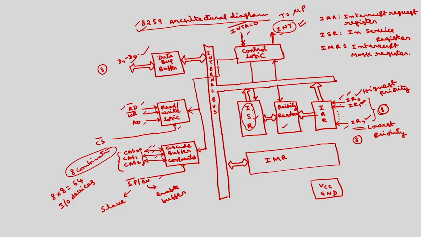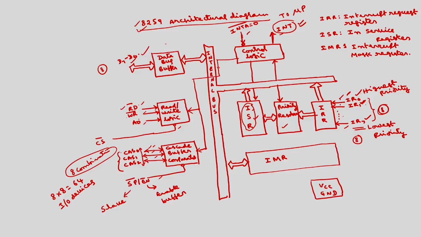And this read bar: whenever the microprocessor wants to read the status of the 8259 registers, this read bar will be 0. Similarly, write bar means the microprocessor will write something. A0, in connection with read bar and write bar, will be used to select the various registers. So, these are the main functions of this.